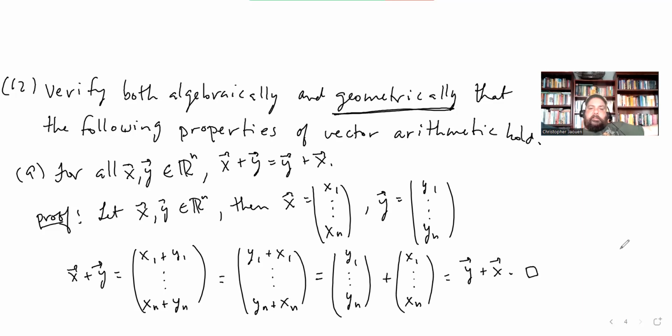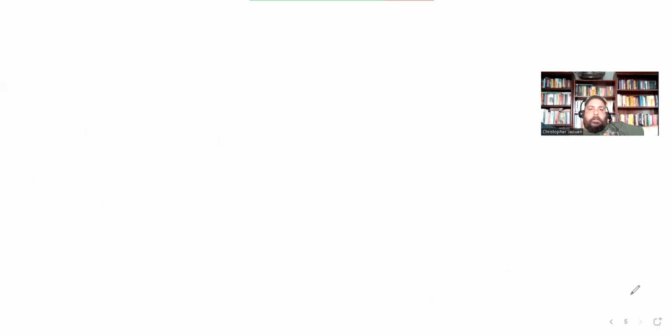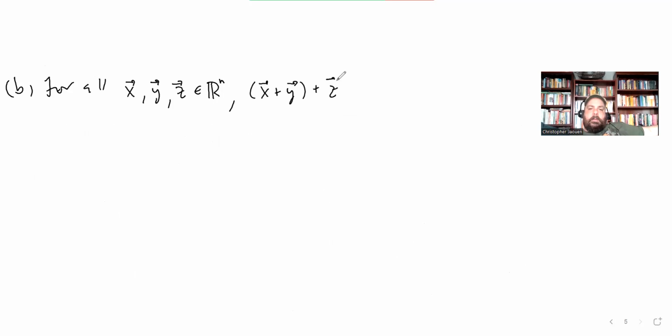All right, so that verifies that first property. Part B says for all x, y, z in Rn, x plus y plus z is equal to x plus y plus z. In other words, this is an associative law for vector addition.